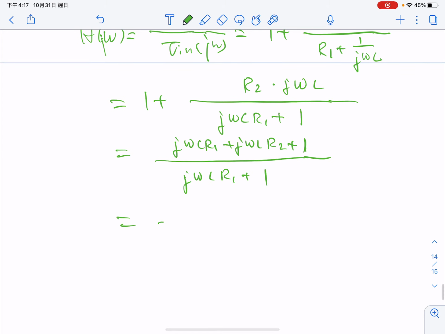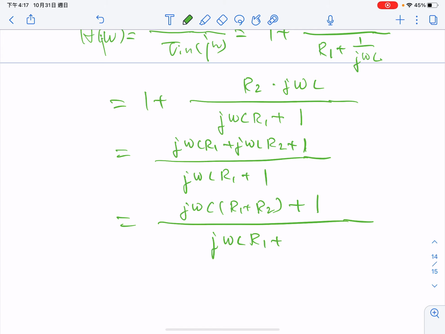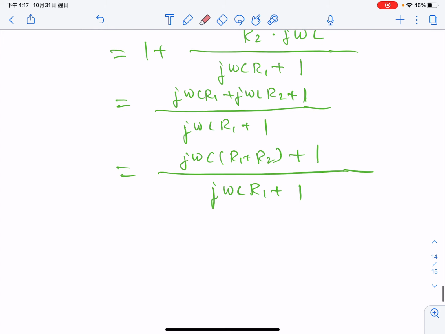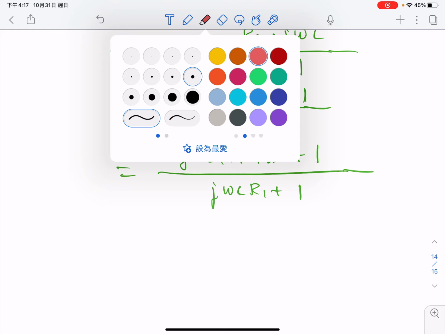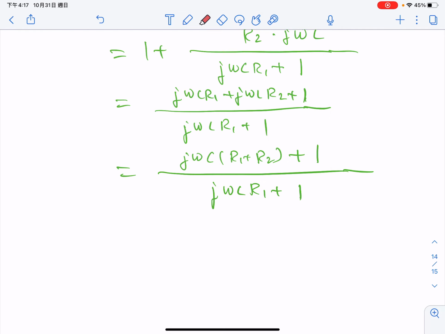Okay, so let me just write it again. This one will be equal to j omega C times R1 plus R2, plus 1, right? And this one will be j omega C R1 plus 1. Okay, this will be the final result.